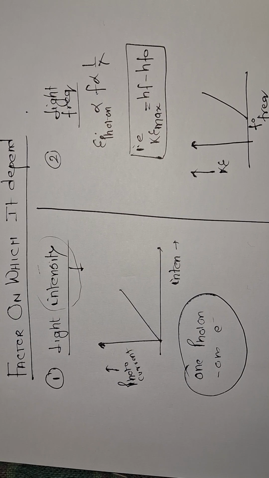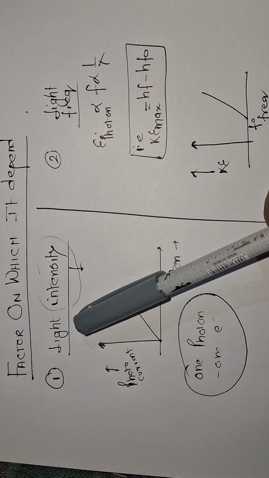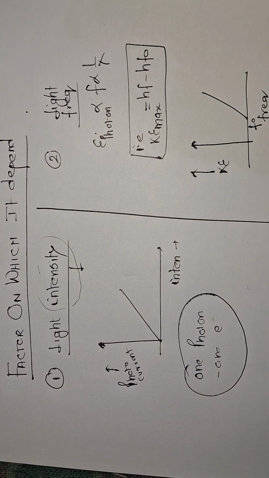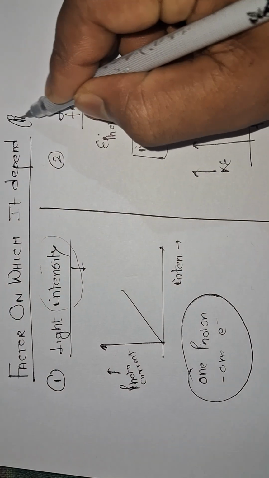Okay, so I hope up to this it's very much crystal clear to you. If you have any question, please feel free to ask me. Okay, so let us go with the next part, that is the factors on which it depends. It means basically, the photocurrent depends. Fine.